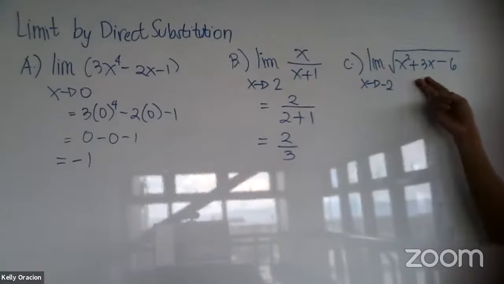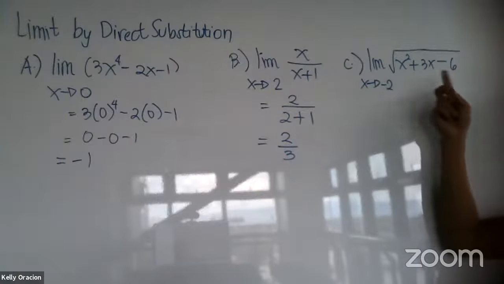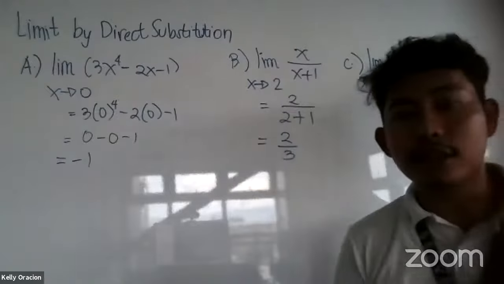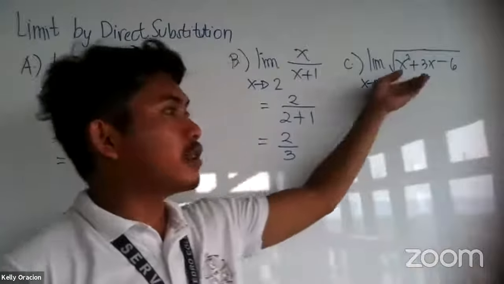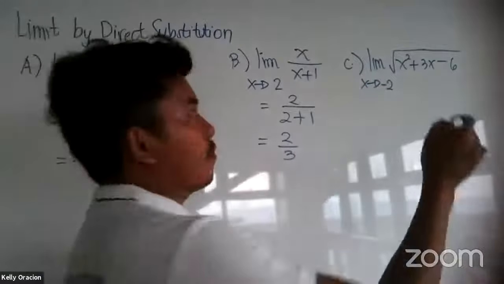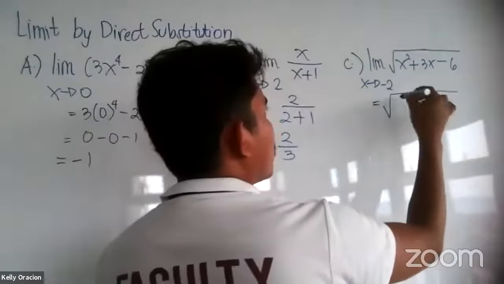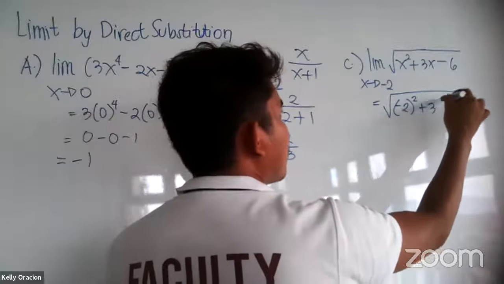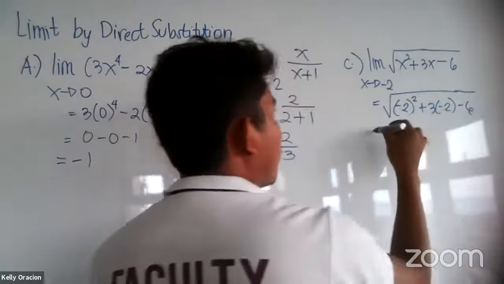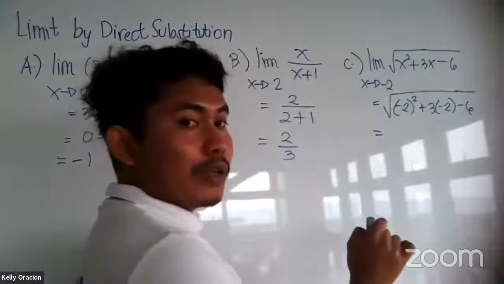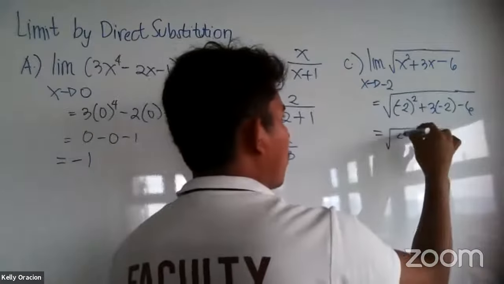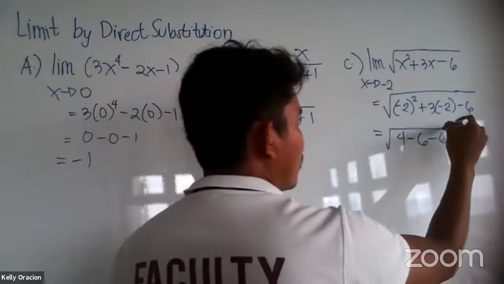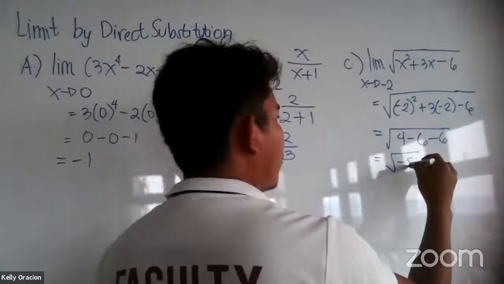Okay, so we have here the given limit, square root of x squared plus 3x minus 6 as x approaches negative 2. So in this case, you can directly substitute the value of your x. So you have, our x is negative 2 squared, plus 3 times negative 2 minus 6. The negative 2 squared, we have 4. Positive 3 times negative 2, then minus 6. So you have square root of negative 8.